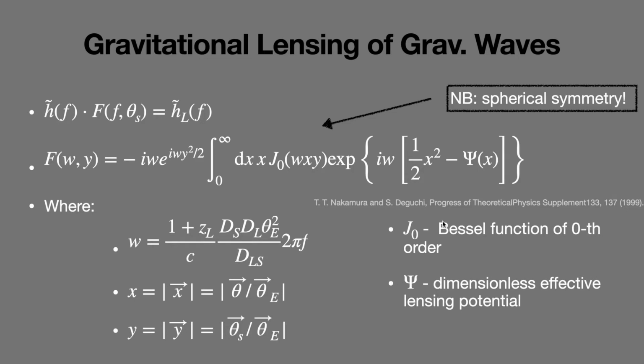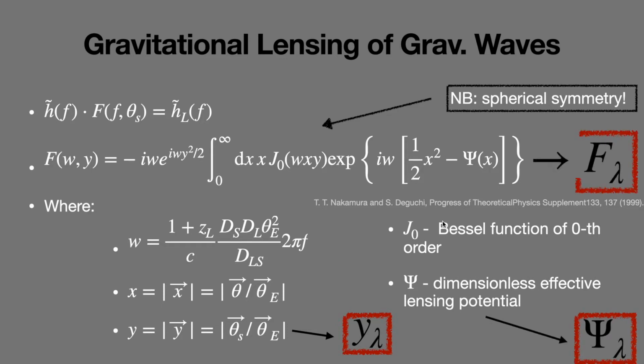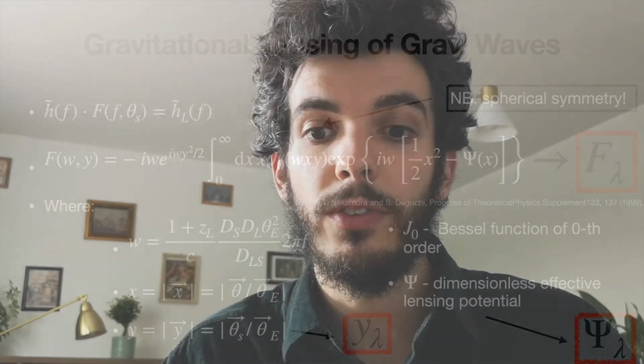So from the transformation that we saw earlier, which gives birth to the degeneracy, it follows that also y and the potential psi change with lambda. And finally, also the amplification factor is changed by lambda. So how this amplification factor F changes with lambda will tell us how the mass sheet degeneracy will affect the gravitational wave signal.